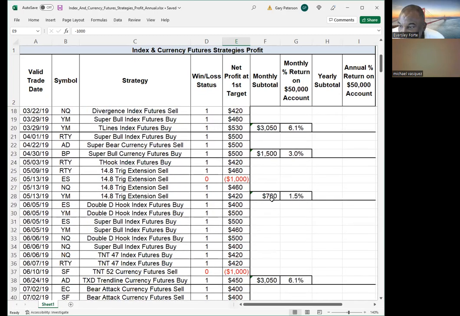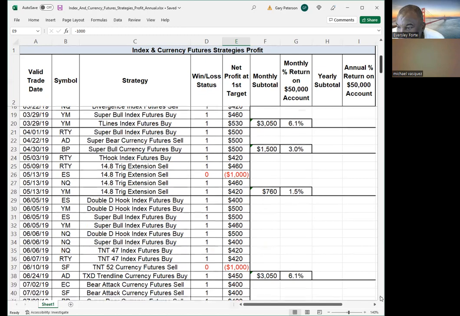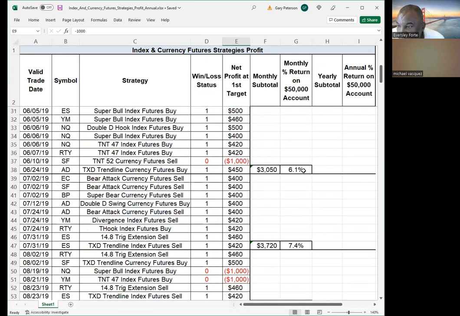1.5% plus 760. Once again, if you're risking $2,000 per trade, this is a low end of $1,500 something. If you're risking $2,000, this is $6,000.